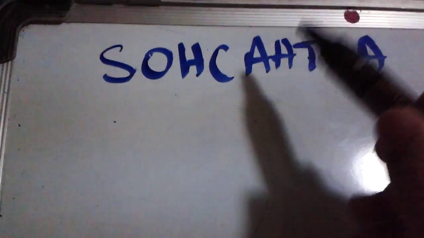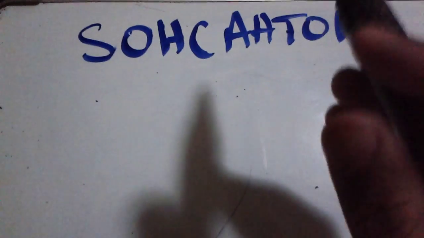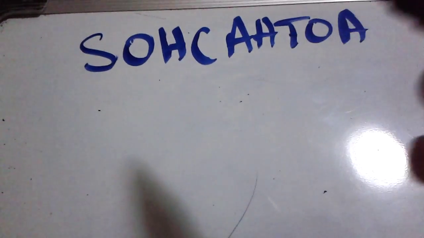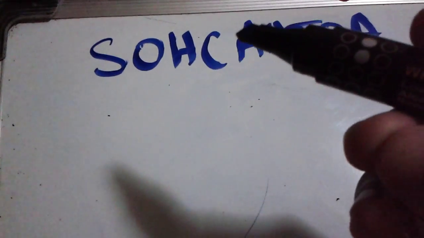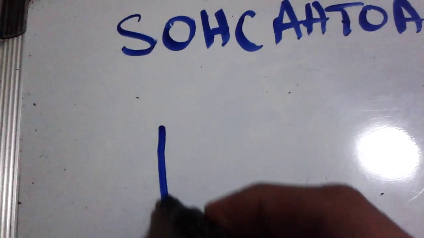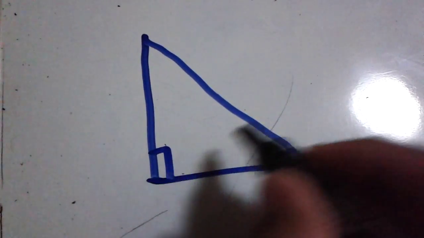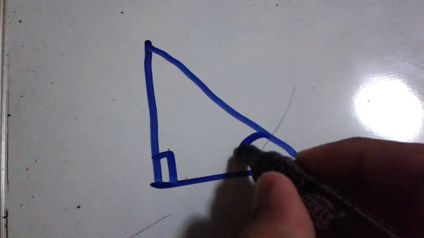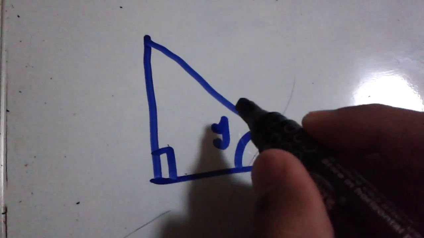Now the big question is, how do you know when to use any of these trigonometric ratios? The simplest answer is that the sides which are given in a triangle indicate which ratio to use and when. So for example, we have a right angle triangle with the right angle right here, and we need to find angle y.